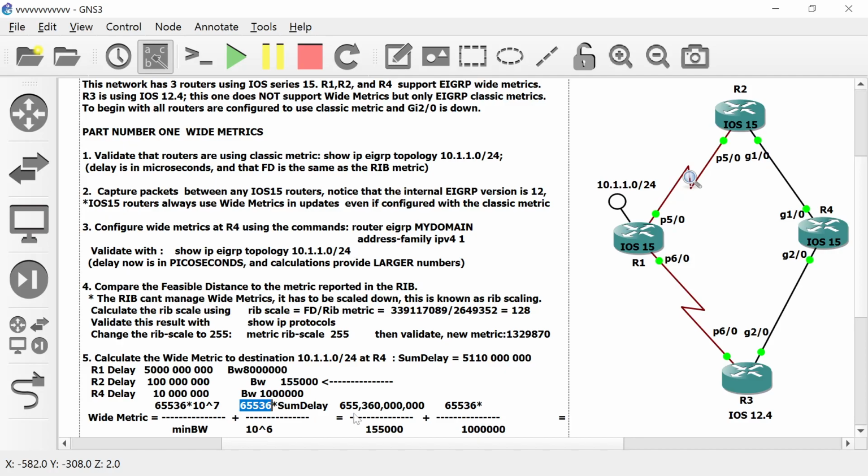You have to do it this way. Remember also that these divisions are integer. They are not using floating point. So you will lose precision here. So you have to calculate this. Let's calculate this part first.